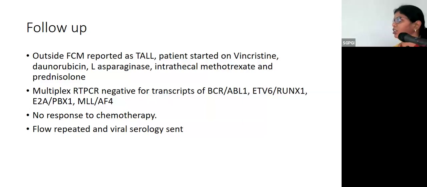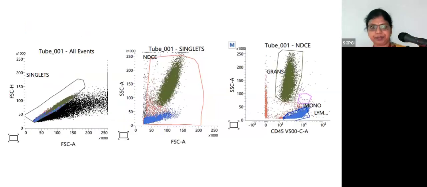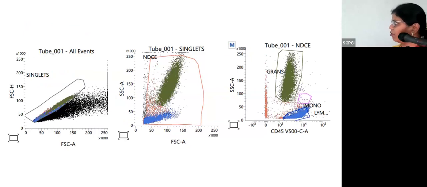So the clinicians requested us to repeat the flow at our site, and a viral serology was sent this time. These are the flow plots. You can see here this is the population. It is brighter for CD45, but there is some heterogeneity we can see.